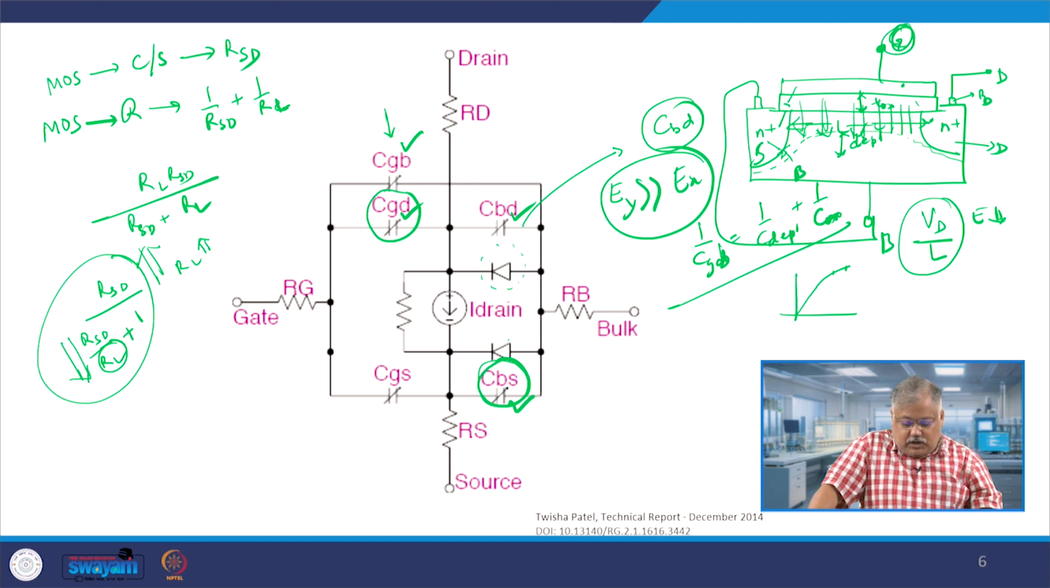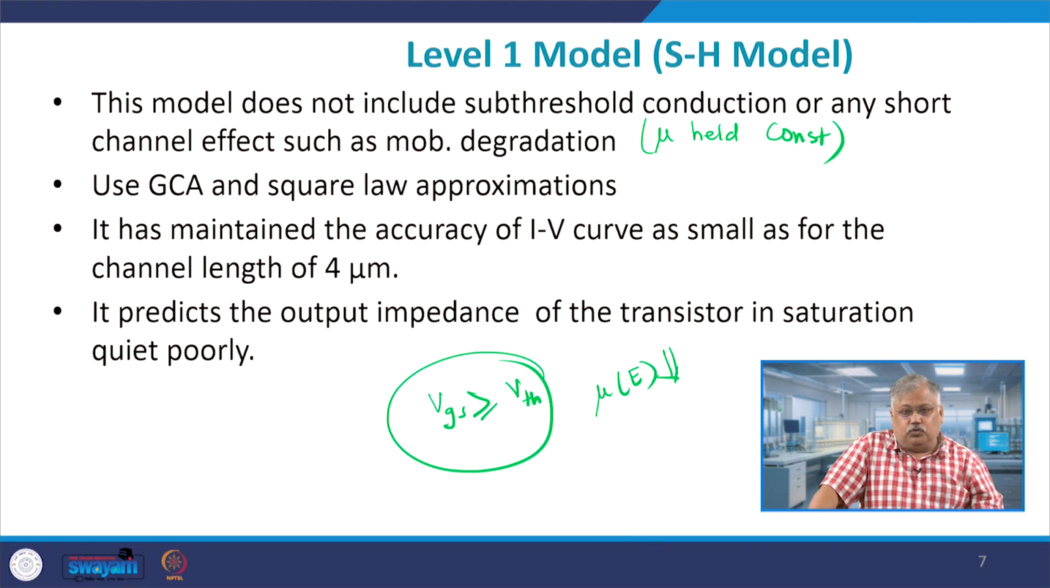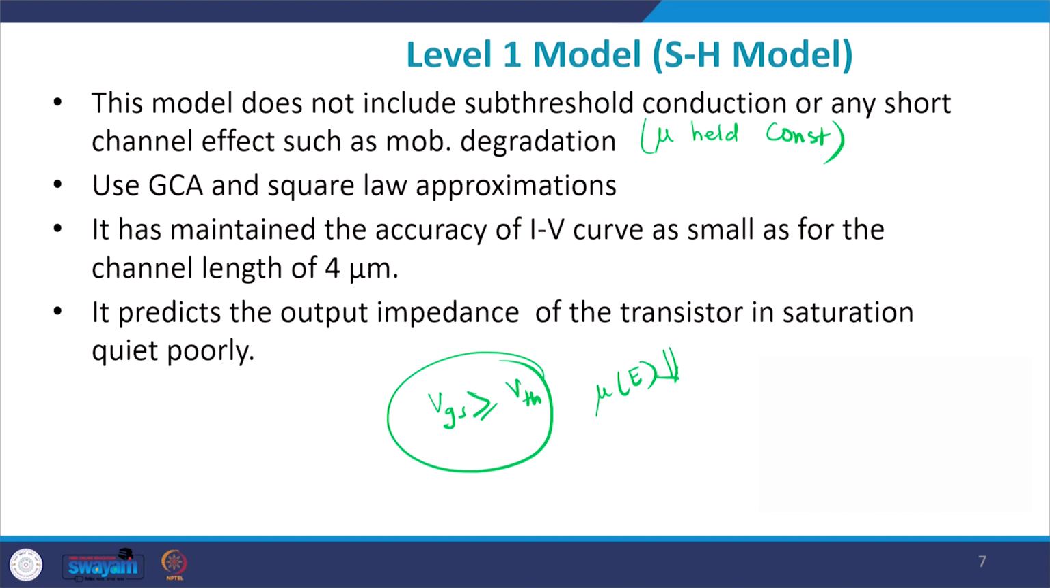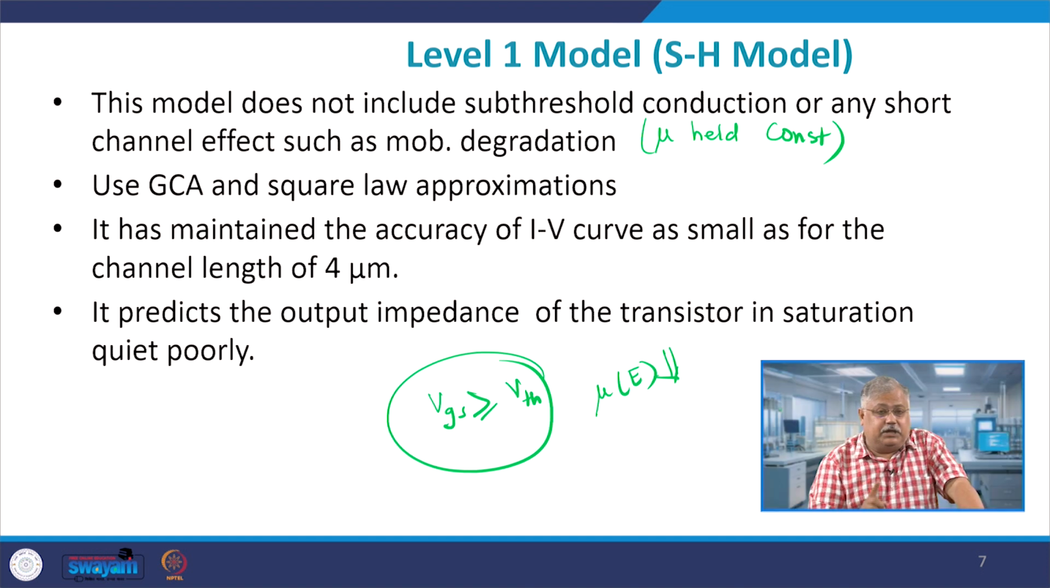But please keep in mind, what does gradual channel approximation actually help you to do? It makes your mathematics simple, and you can use a single stage, maybe a first order derivative of the potential with respect to space, and you can still get a very good equation in one dimension, right? And that makes your life relatively easy.